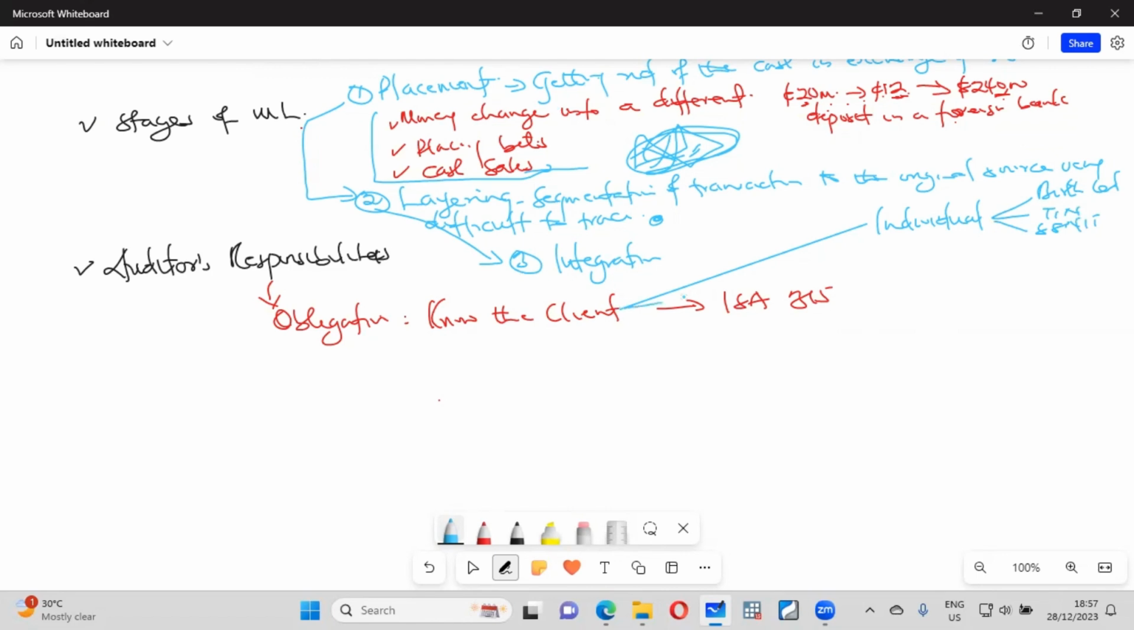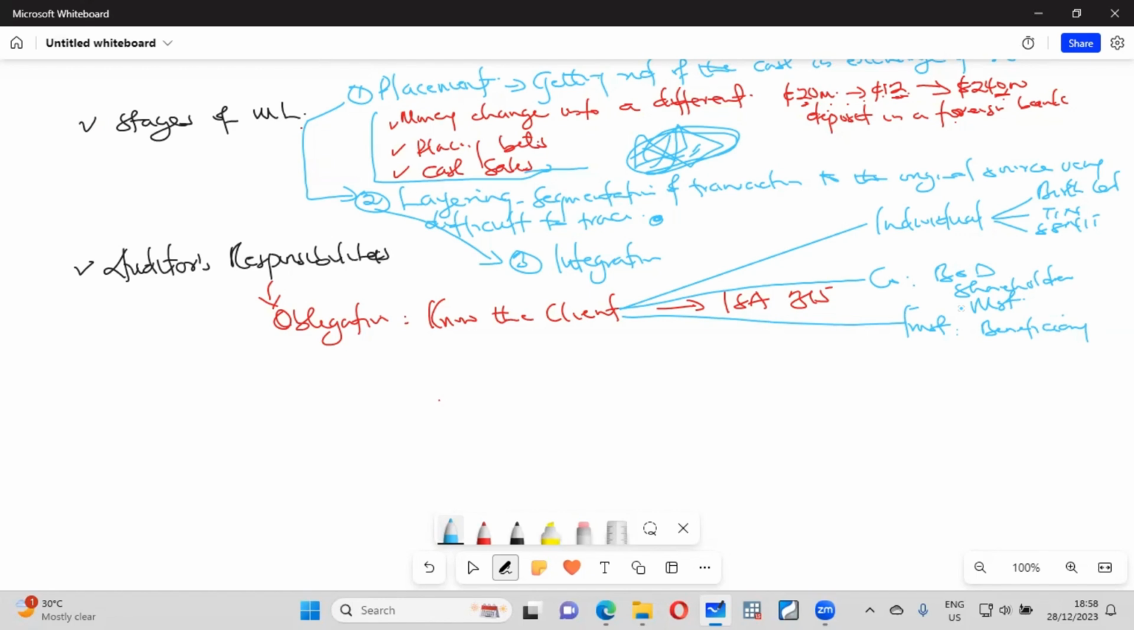If the client is a company, you have to know the board of directors. You have to know the shareholders. You have to know the management. You can't say you don't know anybody. If the client is a trust, you have to know the beneficiaries of the trust, the trustee. It's very, very important. You have to know your client.